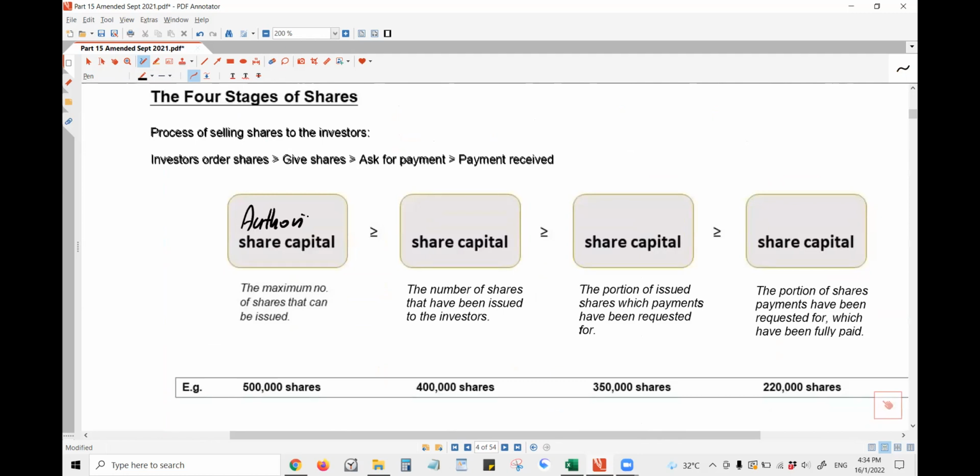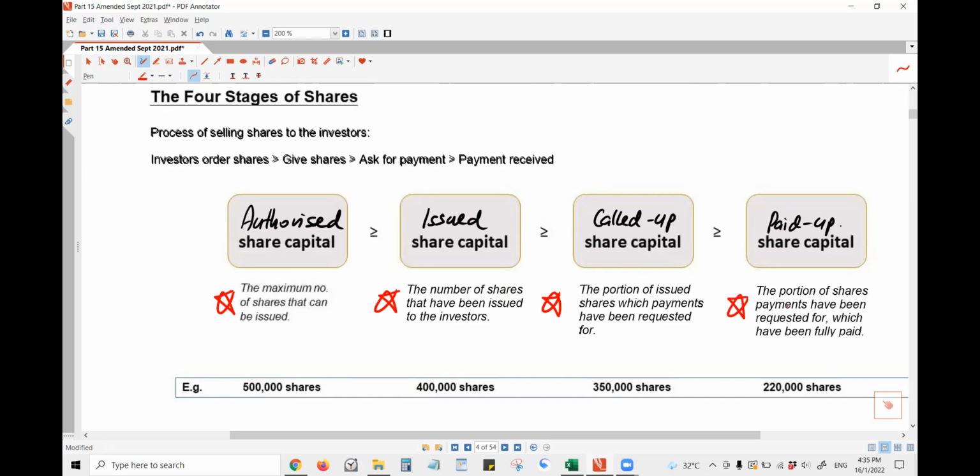You write here authorize. You write here issue. You write here call up. Then you write here pay up. Everything you see here is not very important in real life, and in the exam it is also not very important. It is only important for the definitions.